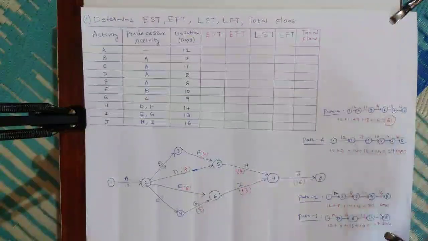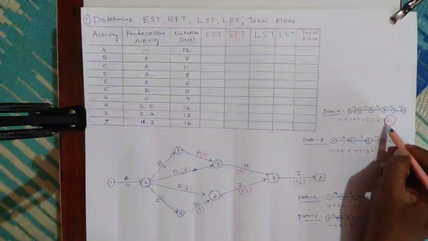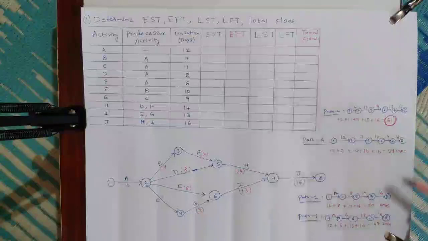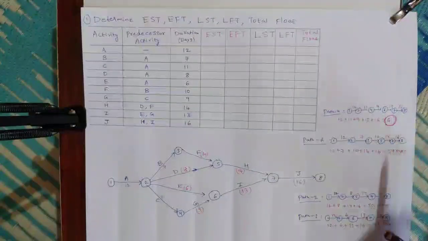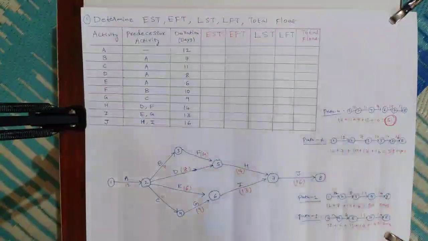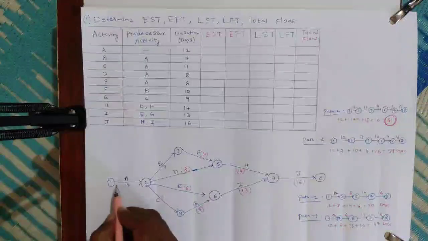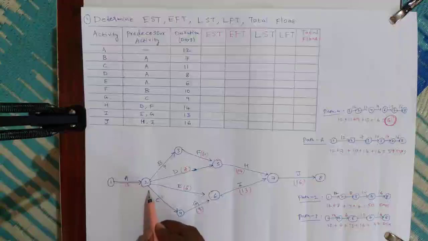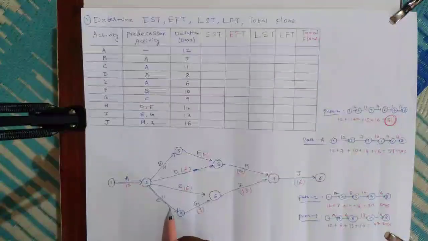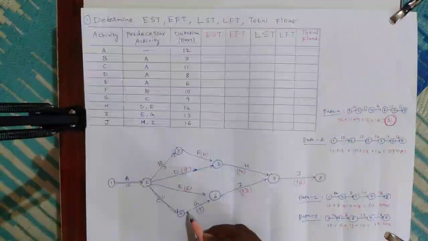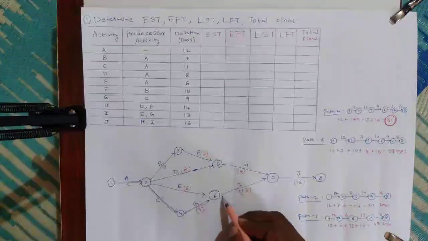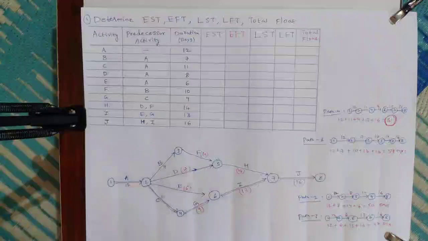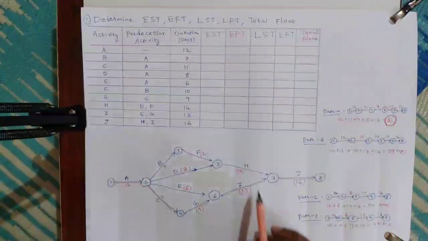If you compare 61, 59, 50, 47, this 61 is the highest. Now this is the project completion time. Whichever is the highest, that we need to take as project completion time. And this path 4 is the critical path. Whichever path is getting the highest time, that is the critical path. Path 4 is the critical path, and these activities are the critical activities.